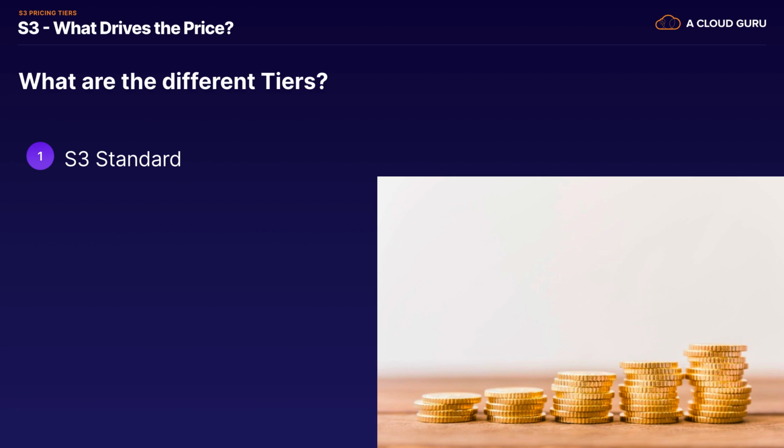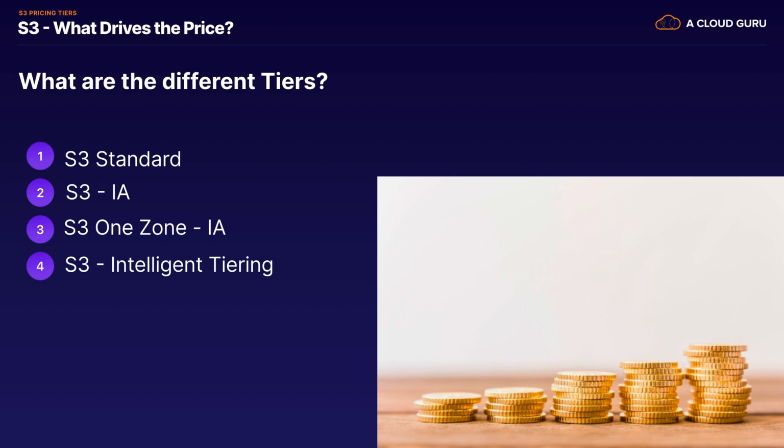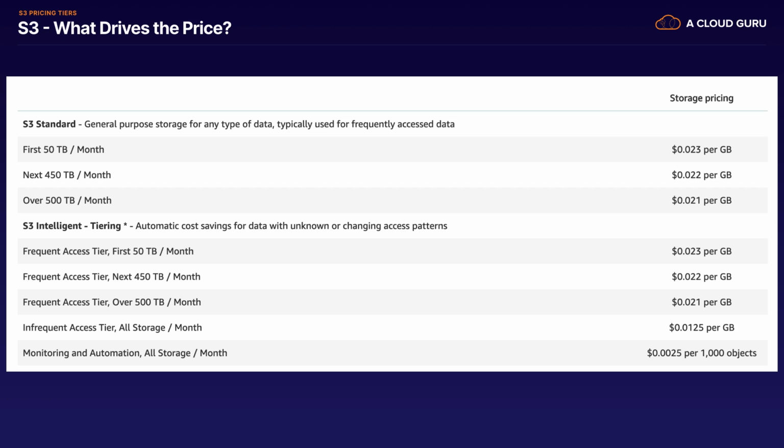So what are the different tiers? We've got S3 Standard. We've got S3 Infrequently Accessed. We've got S3 One Zone Infrequently Accessed. We've got S3 Intelligent-Tiering. We've got S3 Glacier, and then we've got S3 Glacier Deep Archive. So those are the 6 different tiers.